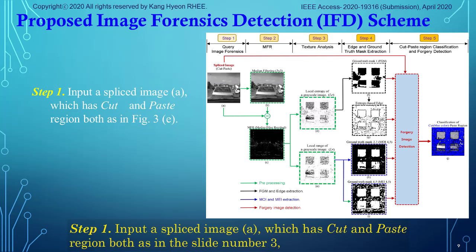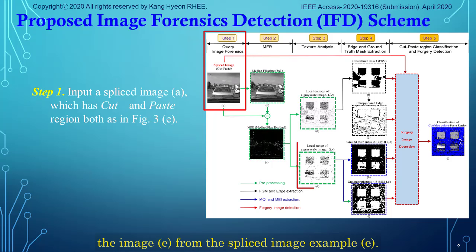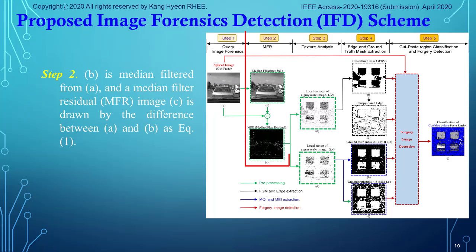Proposed image forensics detection scheme. Step 1. Input a spliced image A, which has both cut and paste regions, as in slide number 3, the image E from the spliced image example. Step 2. B is median filtered from A, and a median filter residual MFR image C is drawn by the difference between A and B by the MFR equation.